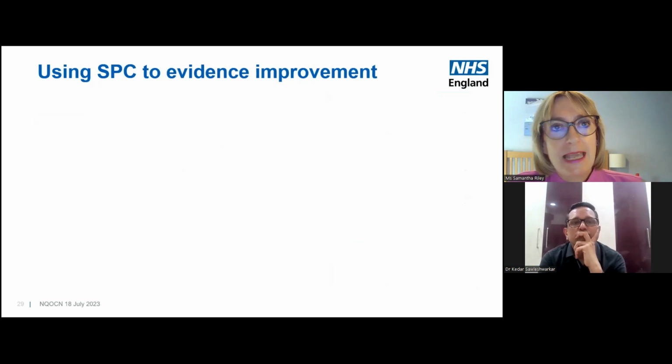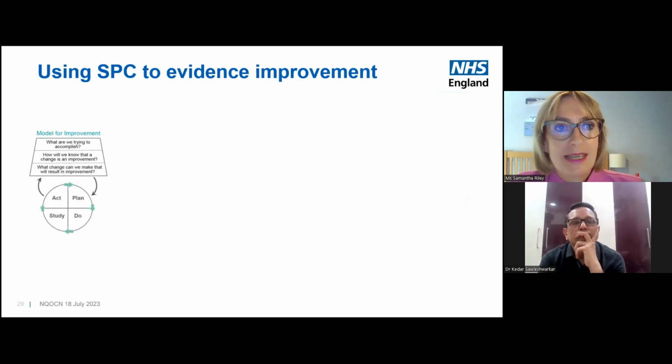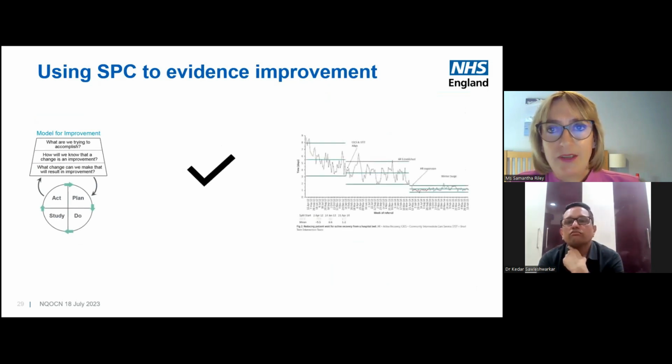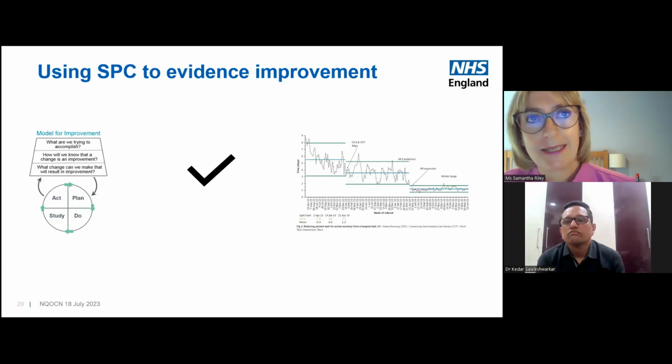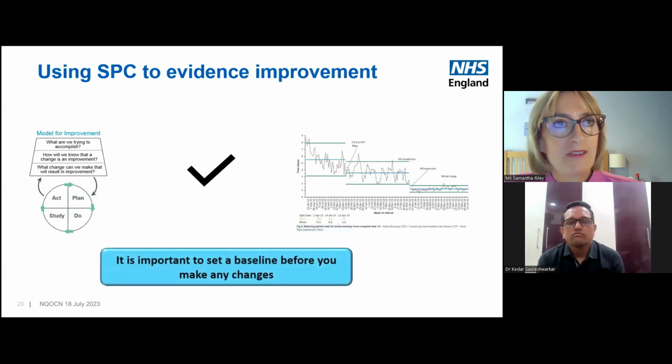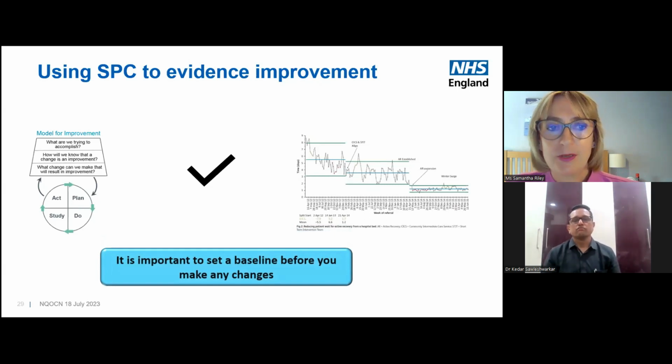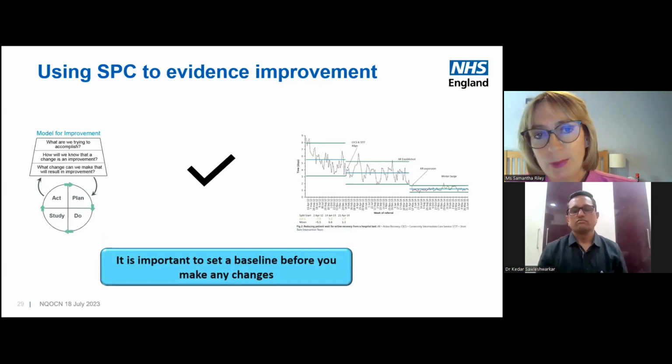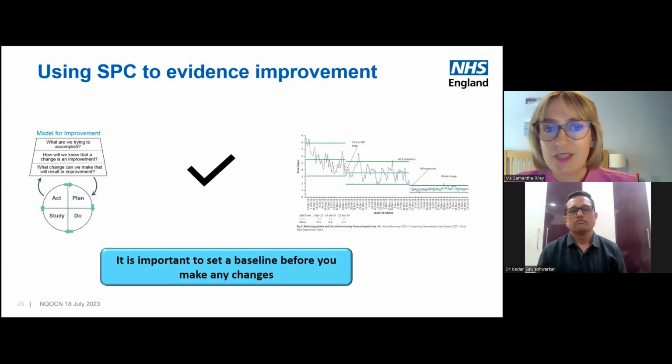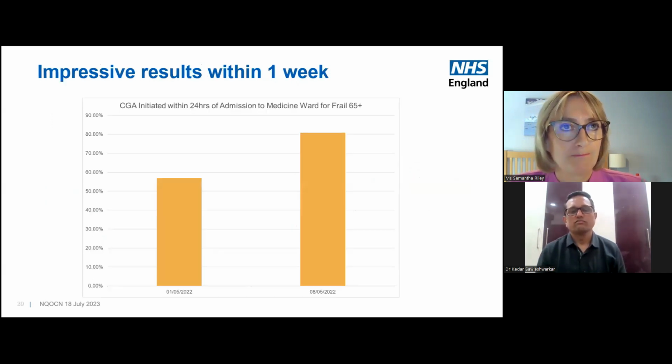So we can use SPC to evidence improvements. Just to say, we're going to use the model for improvement if we're going to do something like that. And hopefully we're going to end up with an SPC chart that looks like this, where we've annotated what we've done in terms of changes, and we've seen a step change in the data. And just to say, if we are going to be doing any improvement work, it is really important to take a baseline before you make any changes, because if we don't know what the situation was before you implemented any changes, we're not going to know if they worked or not.